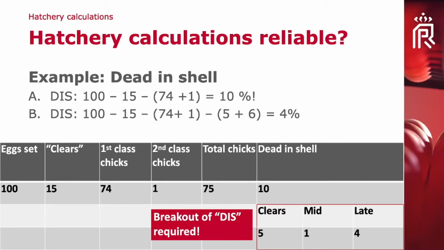And you see, if you look at these two compared to each other, the 10% would lead to a big question. You might think we have a big problem, we have to look at it. And if you do a breakout, you could actually see that the dead in shell is at least less of a problem than you thought. And maybe your candling should have been better, or maybe you didn't candle at all and you want to have a more accurate calculation.